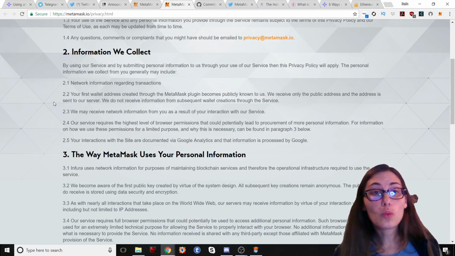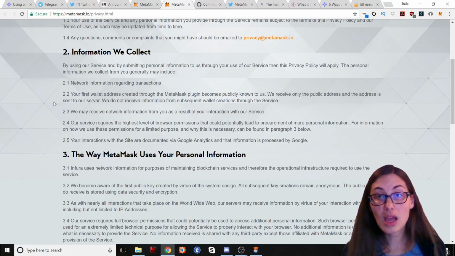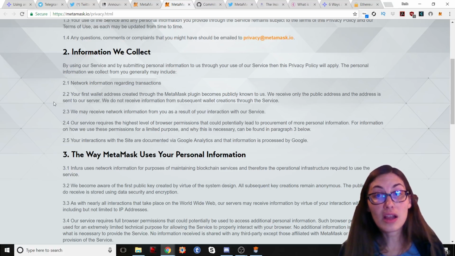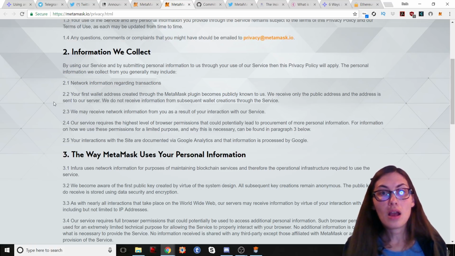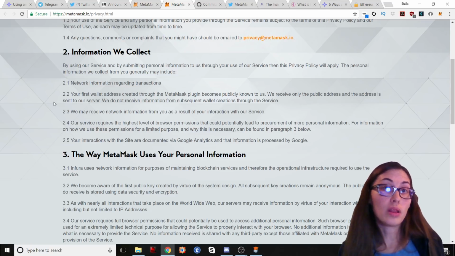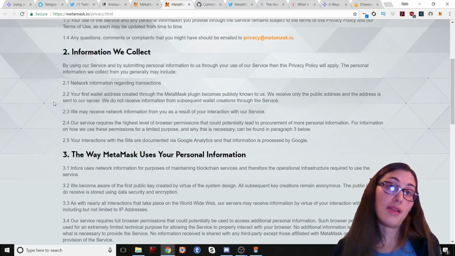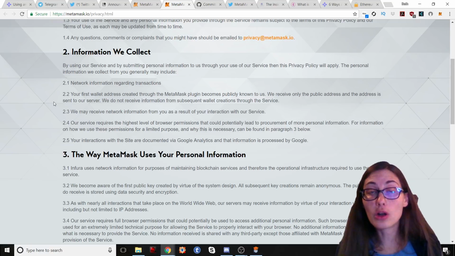Your first wallet address created through MetaMask, the MetaMask plugin, becomes publicly known to us. They receive only the public address, and the address is sent to the server. They do not receive information from subsequent wallet creations through the service, which I think is an interesting bit of information, where maybe you could create a first wallet and then not really do anything with it, and then create another wallet in the vault.